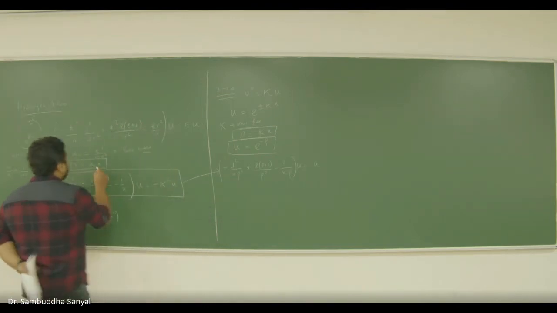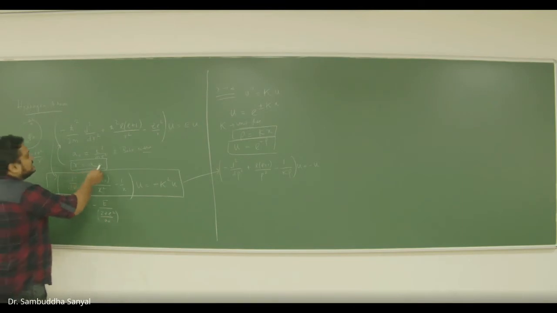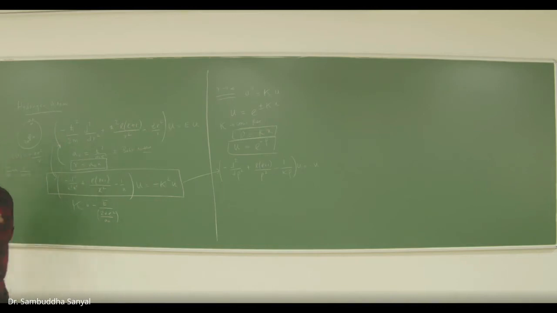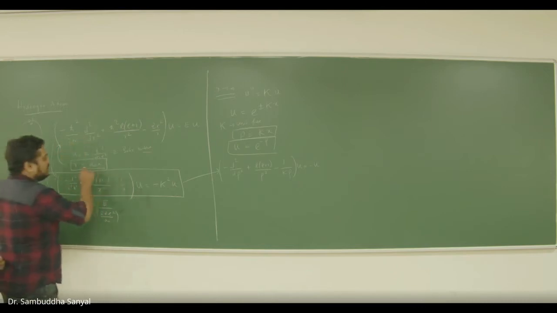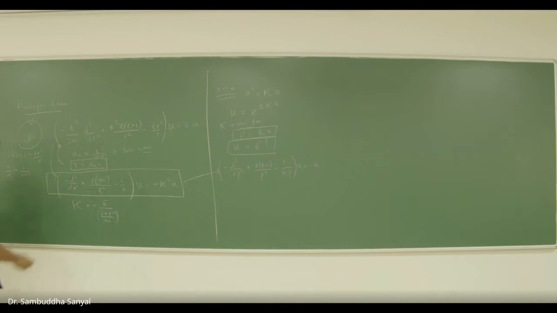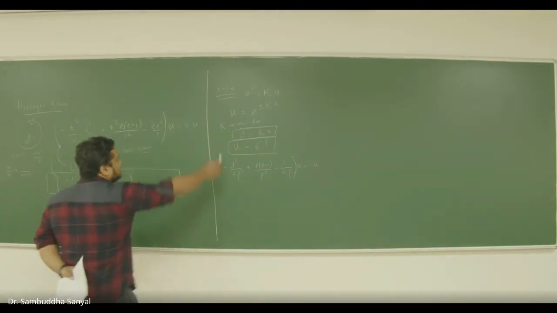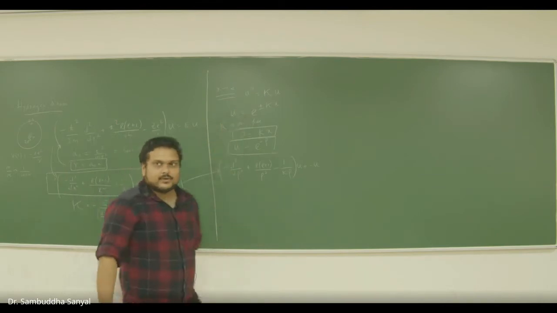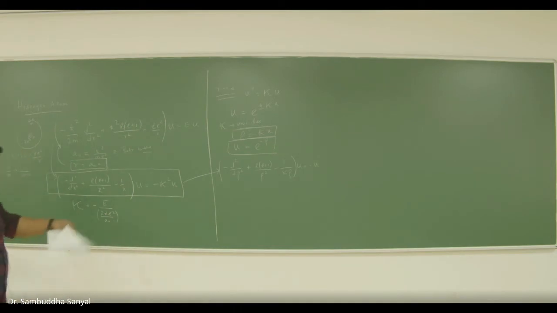So I can simply rescale my variables. By calling r by a naught as x, my new unit of length, I rescaled r by a naught as the new definition of length. Then this equation becomes this when I do this transformation, and in the x going to infinity limit it becomes simply this equation, which you have solved before. The solution is simply e to the power plus minus kappa x.